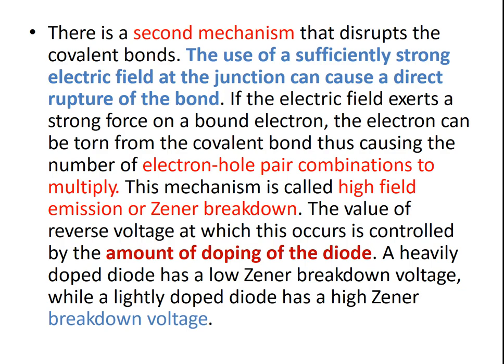Another factor is, again, due to the sufficiently strong electric field which we are supplying across the junction. The external voltage which we are supplying will generate the electric field, and that will break the covalent bond. Due to the breakage of the covalent bond, we will get the electron hole pairs, and due to them the current will start flowing.